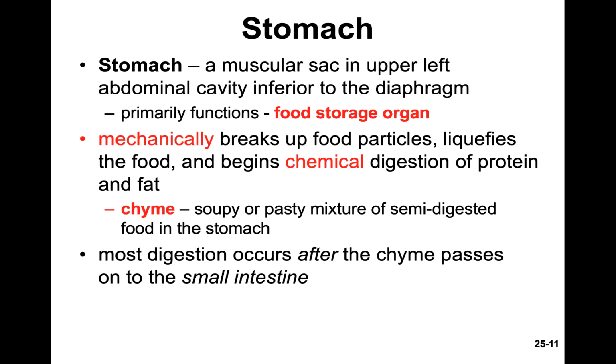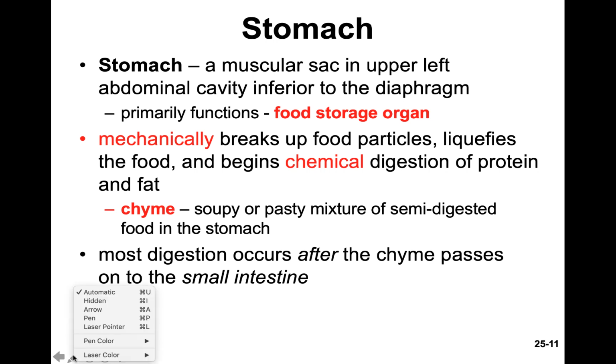The stomach also does chemical digestion of food, specifically proteins and fats. So if you recall, in the mouth, you started digestion of starch and fat, no proteins. Now in the stomach, you're doing a little bit of chemical digestion of proteins and fats, no starches here.